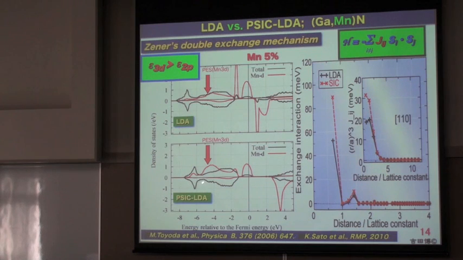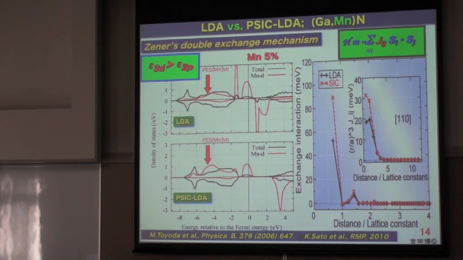Because of that, the manganese 3d band is pushed up into the band gap, like this, and a very deep impurity band. This is partially occupied. Then this stabilizes ferromagnetism. Zener proposed two kinds of mechanism, and this is the assumption like this.